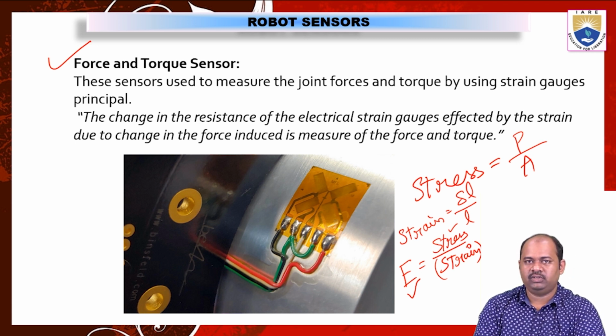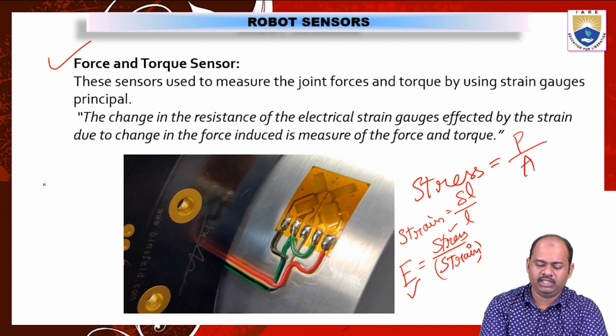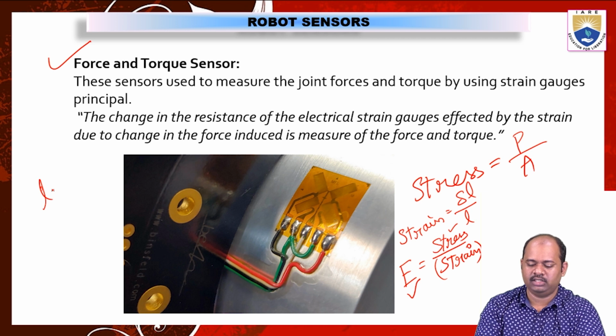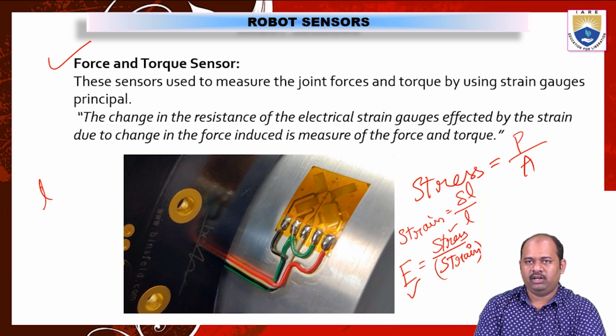This metal is attached to the body for which we want to calculate the deformation. So we will know initially what is the length of the object. Initial length will be known because it is a predefined value. Now we will find what happens whenever there is a load applied on the object.